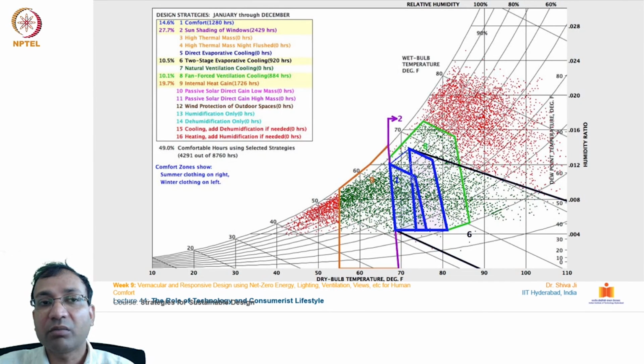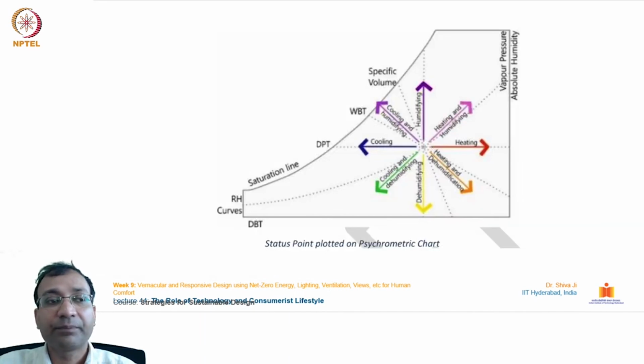You see these boxes drawn in blue over here. These are the two sets of human comfort conditions, for winter months and for summer months. So we strive to bring the comfort conditions in this area into our design spaces. This is how we design for comfort conditions.